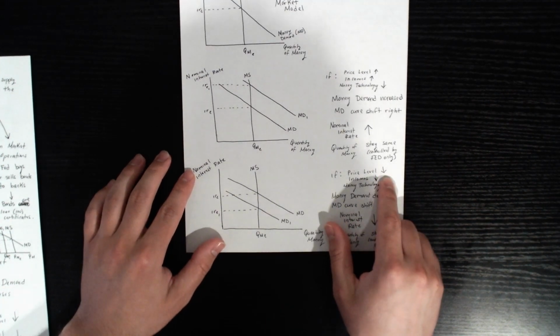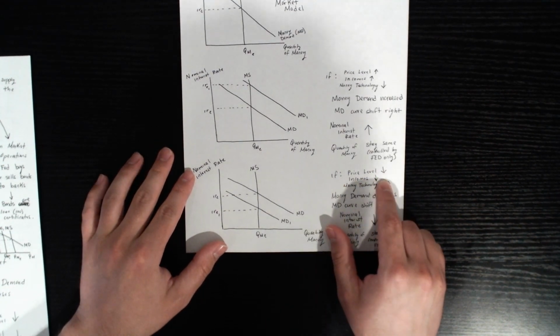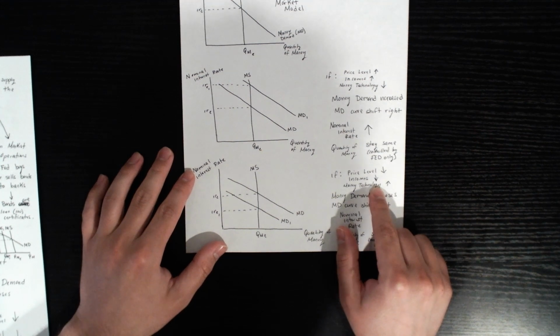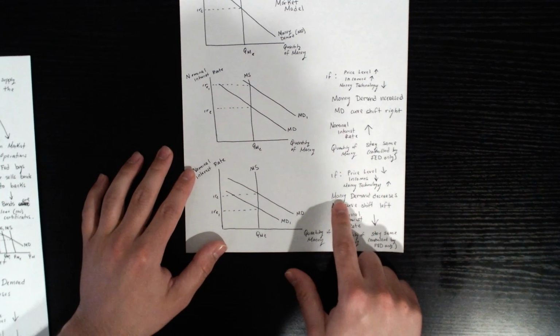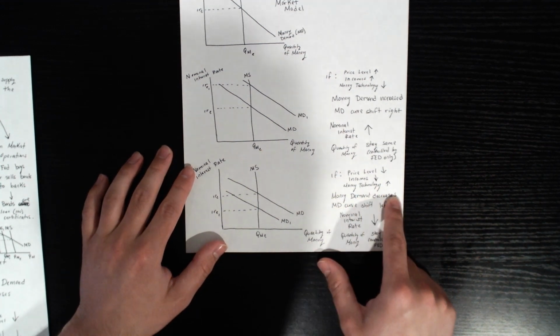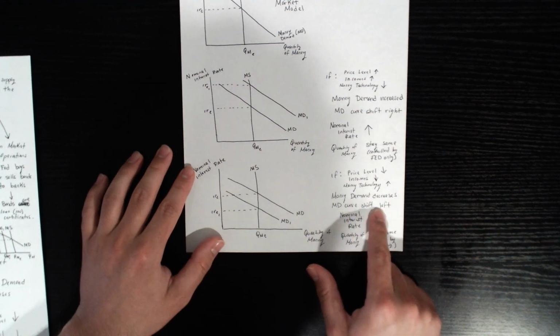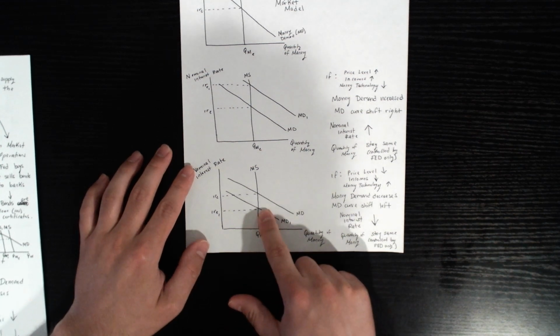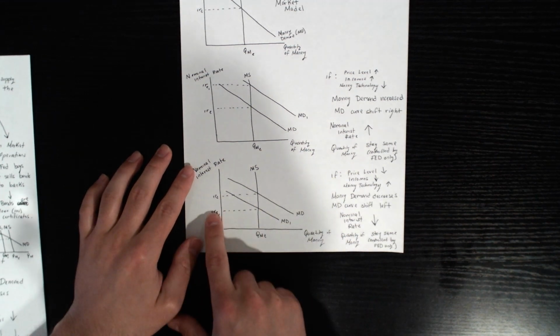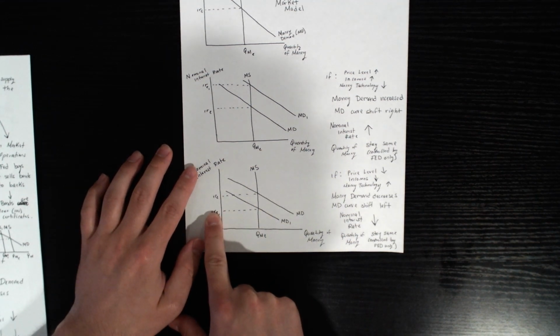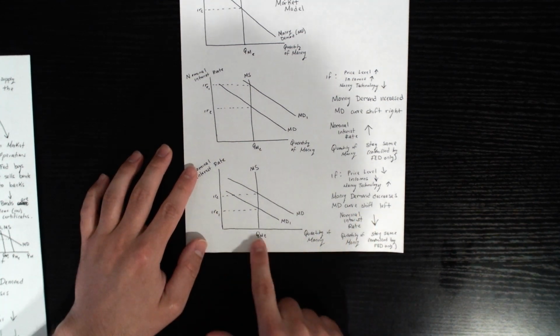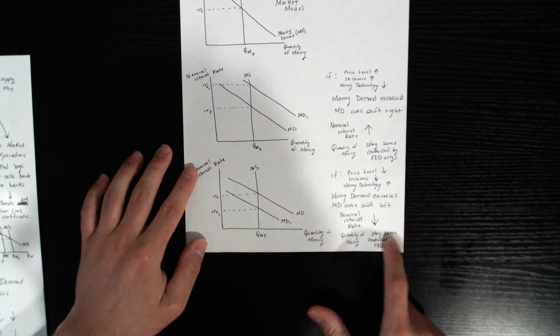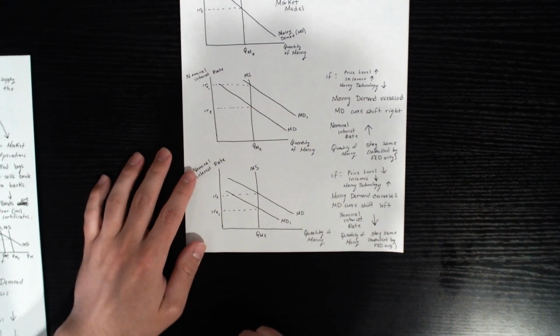If the price level in the economy goes down, or if incomes go down, or if money technology gets better, then the demand for money is going to decrease, which is going to make the money demand curve shift over here to the left. And when that shifts to the left, the nominal interest rate is going to go down. However, the quantity of money is going to stay the same again because that's controlled by the Fed.